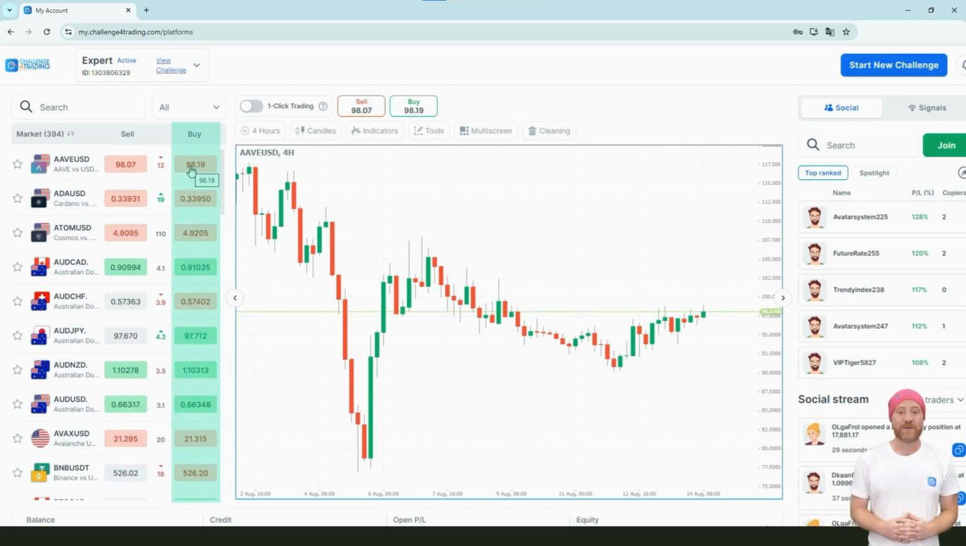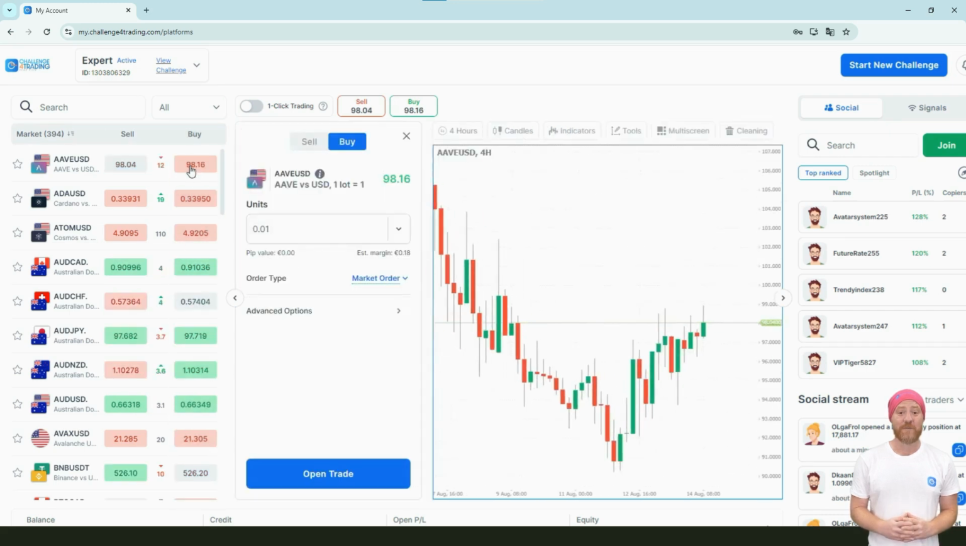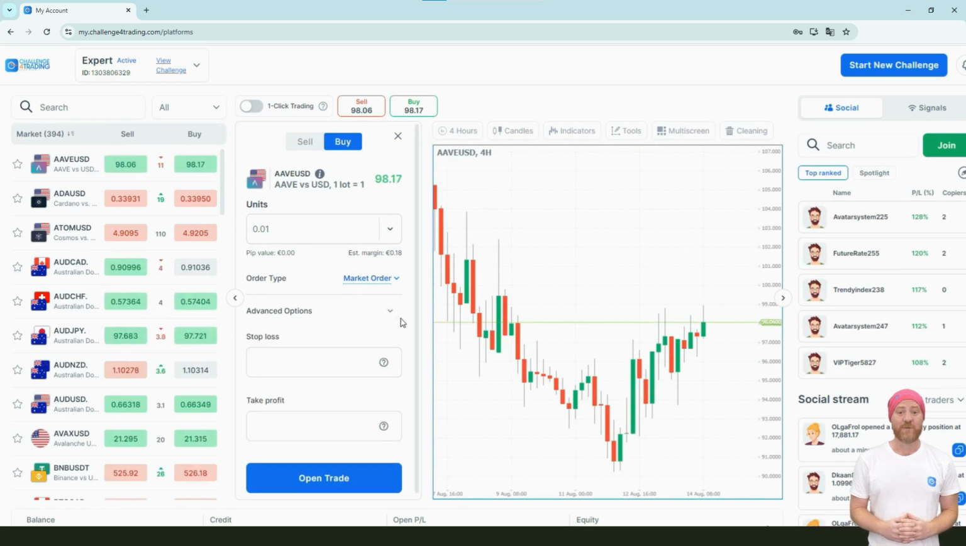This is the Buy button. It allows you to take a long position on a selected asset. By clicking this button, you initiate the purchase of the asset with the expectation that its price will rise. Later in the tutorial, we will delve into the specifics of executing a buy order, including how to set target prices and manage potential risks.